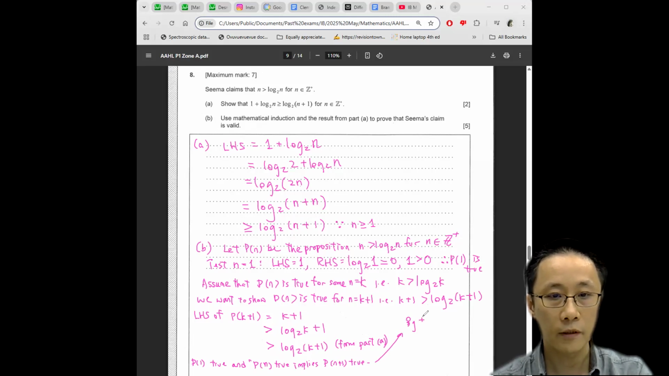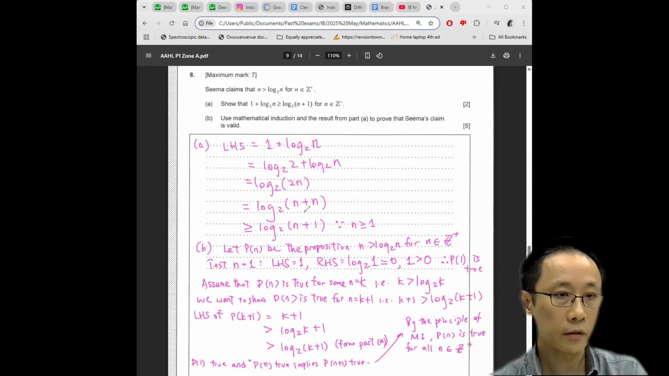By the principle of MI, Pn is true for all positive whole numbers n.